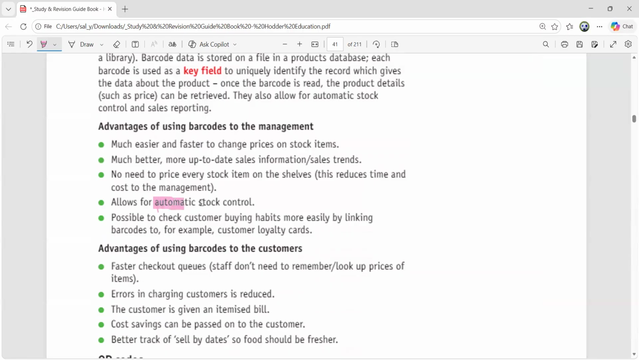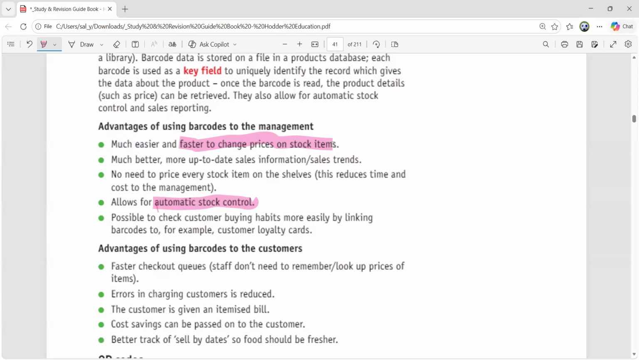The very first one is automatic stock control. Second very big advantage is that it's faster to change prices on stock items because the change will be occurring only once. You are only going to change the prices on the main computer. You don't have to change the prices on each individual item. Through that, you can keep a very up-to-date record of the sales that has happened, or even you can know about the sales trends, what is the recent sales trends among the customers.